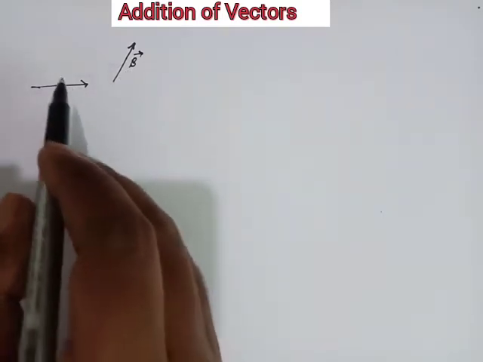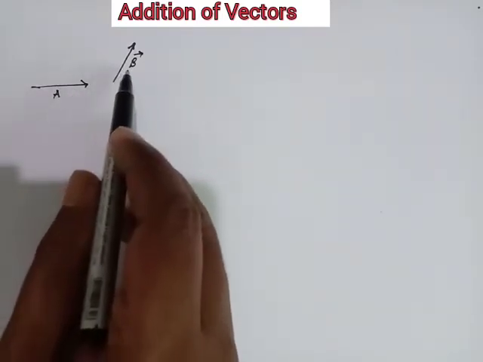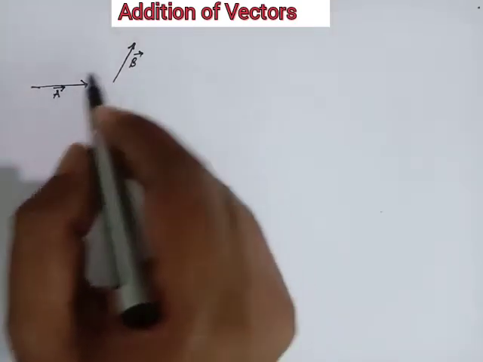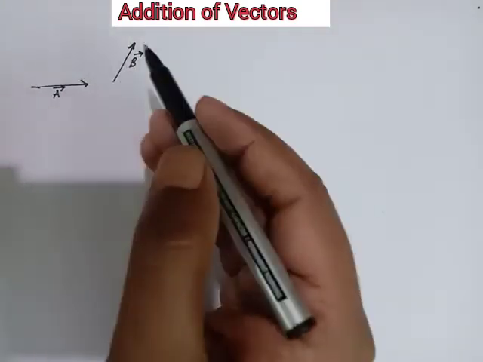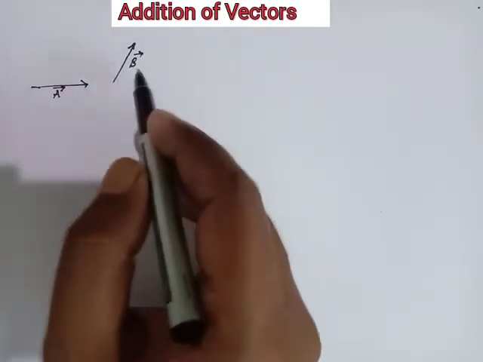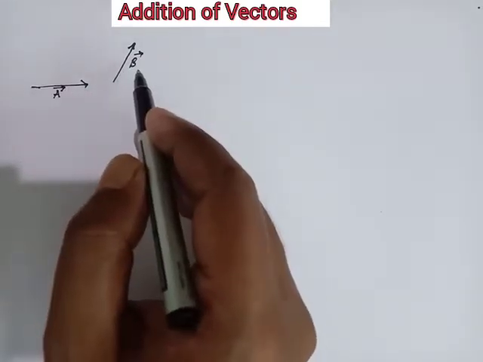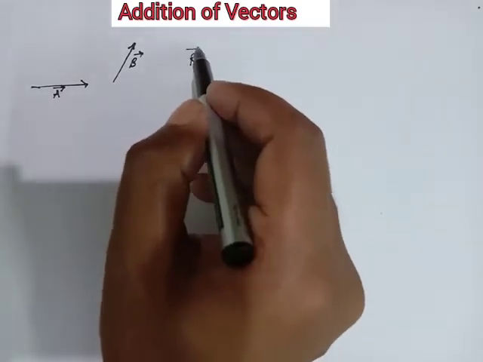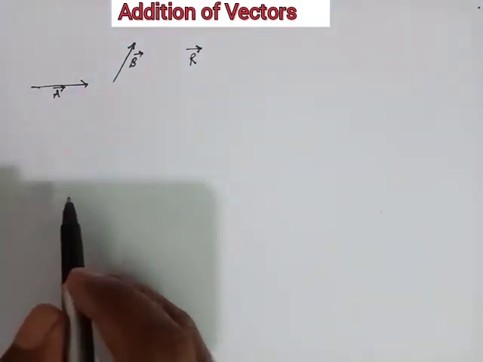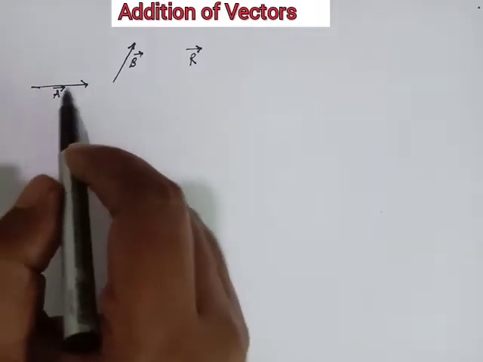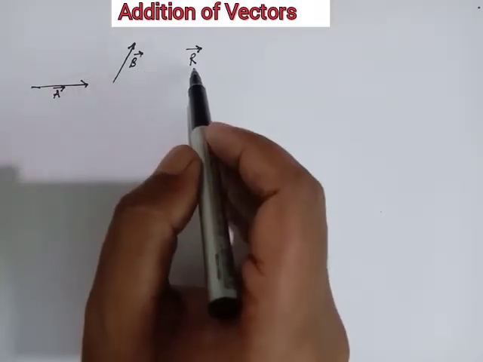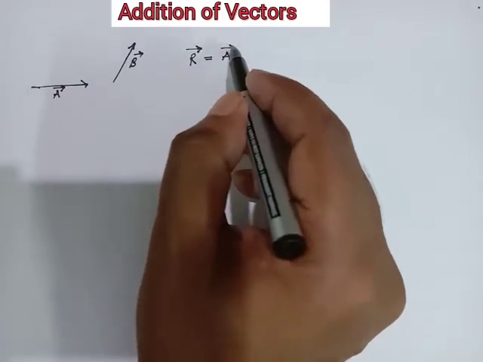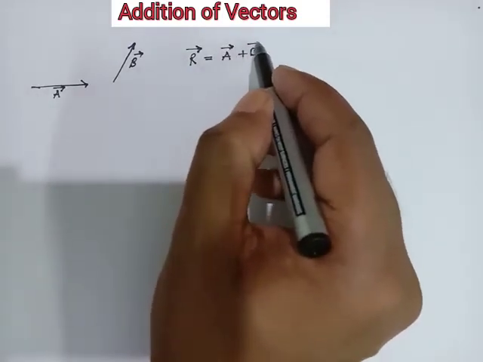Now remember, while I add a with b, that is a vector with a b vector, the addition of that will always be another vector. That other vector will be called your resultant vector, and we will represent it with a capital letter R, vector. So the addition of a and b will give you the R vector. It means R vector will be equal to a vector plus b vector, say for example.